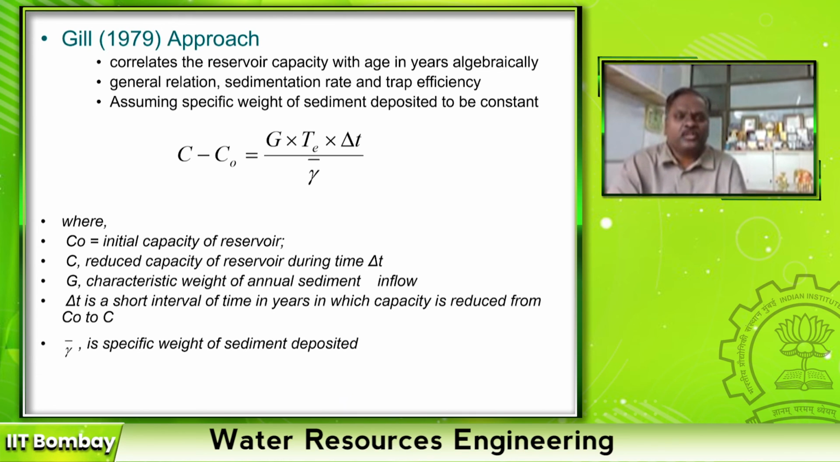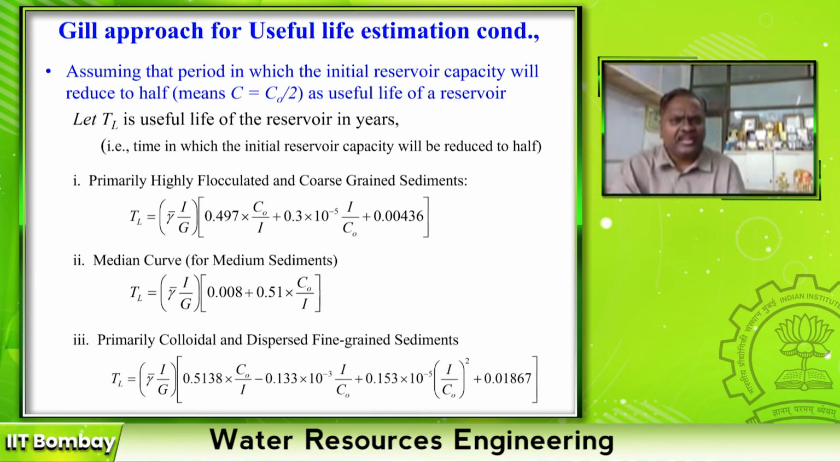Gill's approach is the most important method, widely used even today by different dam authorities to estimate the reduction in the capacity of the reservoir for a given time period delta T after estimating the trap efficiency, right? So the reduction in the volume of water stored is a function of the annual characteristic weight, specific gravity, trap efficiency, time period and specific weight of the sediment deposited. Now we have modified this to suit our Indian conditions, and we estimate this.